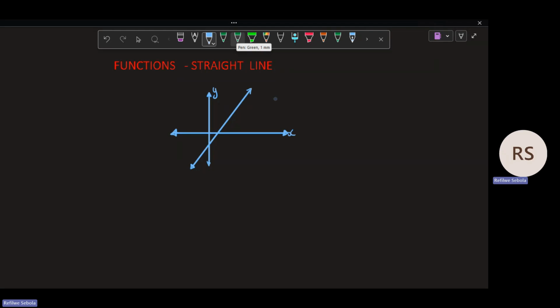So a straight line graph is given by the equation y equals mx plus c, or we can just say y equals ax plus q. So the first thing that we need to check about our straight line is this point here.